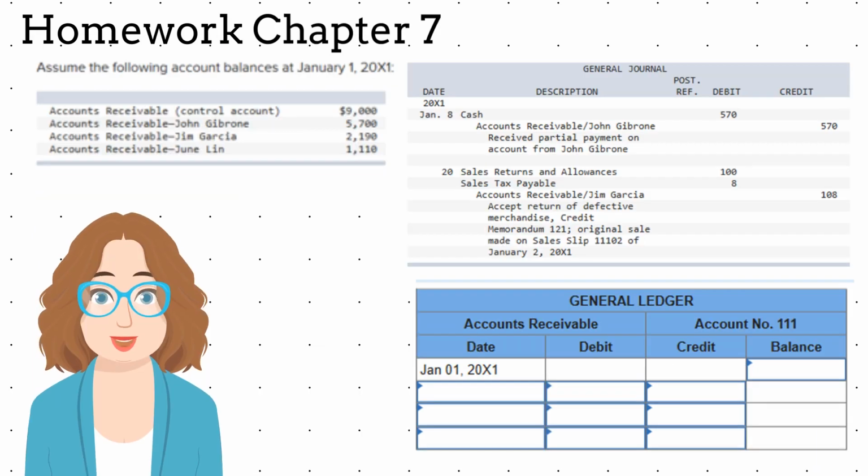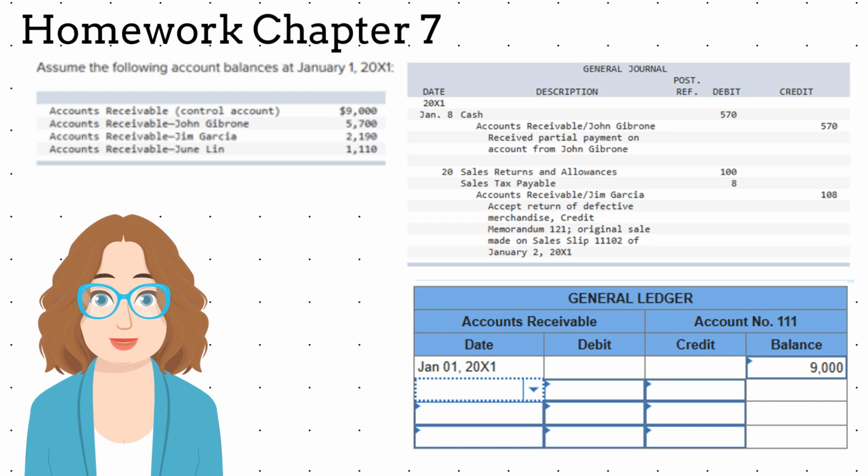For the last homework assignment, we have to record accounts receivable transactions in the general ledger and the subledger. We can see that the accounts receivable control account is $9,000. That's just another way to say that the total of all customer accounts add up to $9,000, and that is also our general ledger balance. Let's write that amount into the general ledger account as the beginning balance.